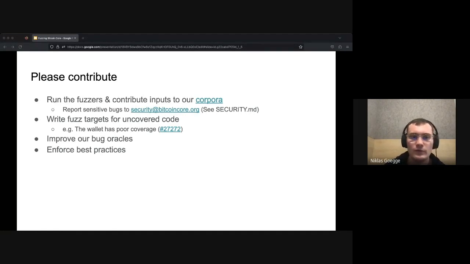Yeah, then another thing, you can improve our bug oracles. We have a lot of targets that simply throw input at our code, but they don't really have any sophisticated bug oracles. So if you think back to the slides I had on bug oracles, if you see something where one of those concepts I outlined applies to us, please contribute that, and enforce best practices. If you see a target that's slow and you find a way to improve the performance, for example, then please contribute that.